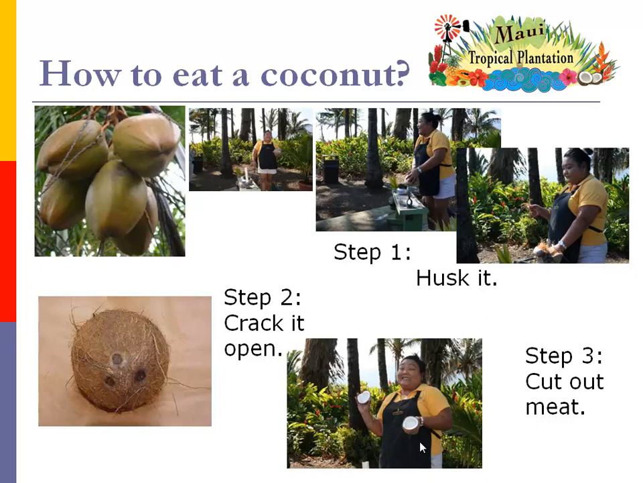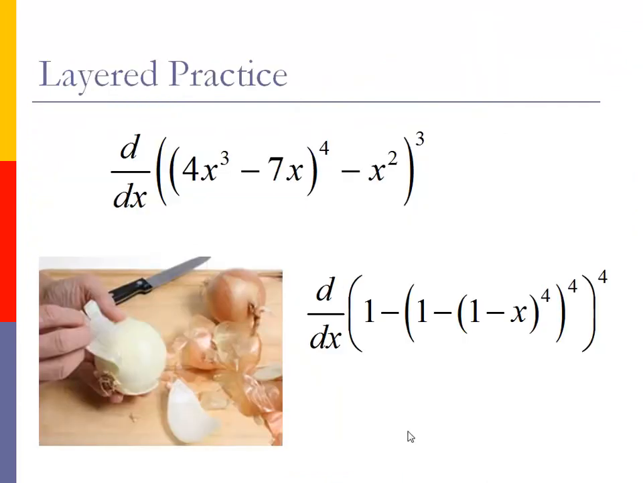But what I want to show you with this analogy is that there's multiple layers to eating a coconut, just like with the derivative of some of these functions: when you're doing each of these steps, you're leaving the inside alone. When we were husking it and cracking it open, we didn't do anything with the coconut meat. We couldn't get to the white parts. That's where the analogy works for derivatives: you're working the outside layers of the function and leaving the inside alone, but eventually you get to the inside to cut that meat out and take a nice bite.